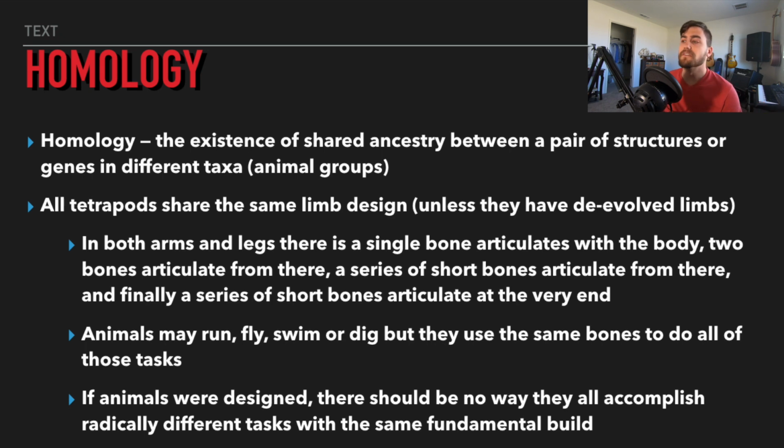But the point is, animals may run, fly, swim, or dig, but they use the same bones to do all of these tasks. So the counter to evolution, which would be like intelligent design or special creation or something like that: if animals were designed, there should be no way that they all accomplish, in this case we're talking about vertebrates, very different tasks. Flying, running, swimming, those are extremely different things. Using the same fundamental build, right?